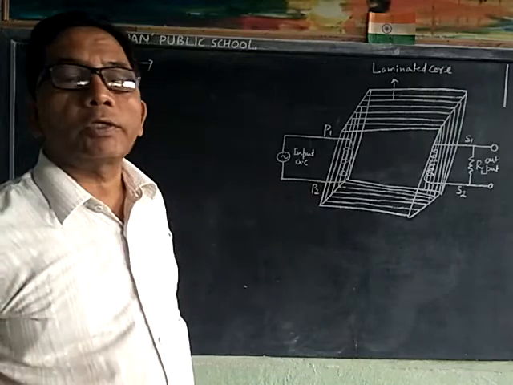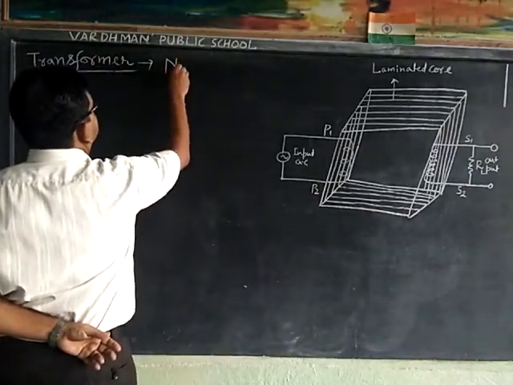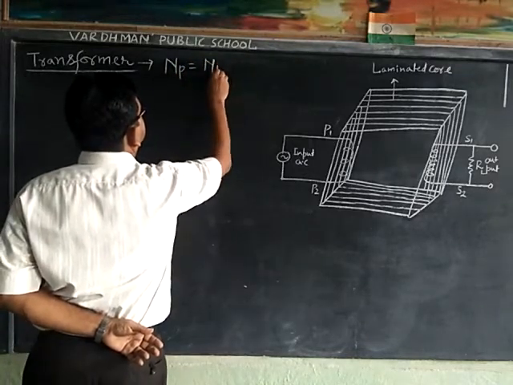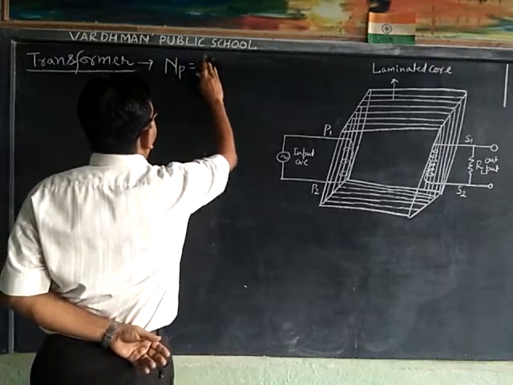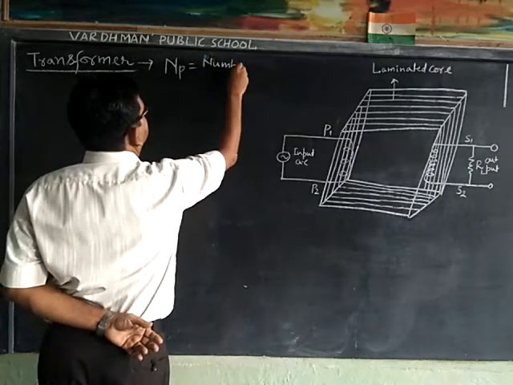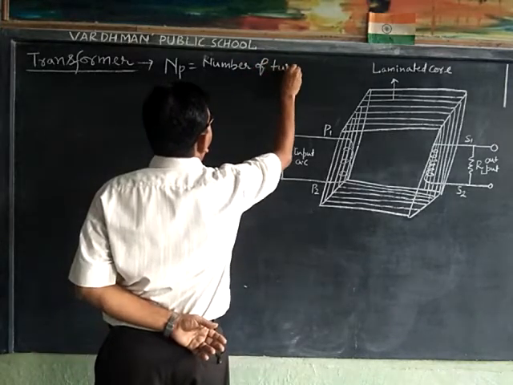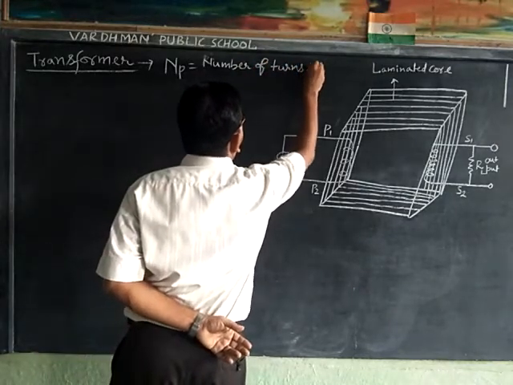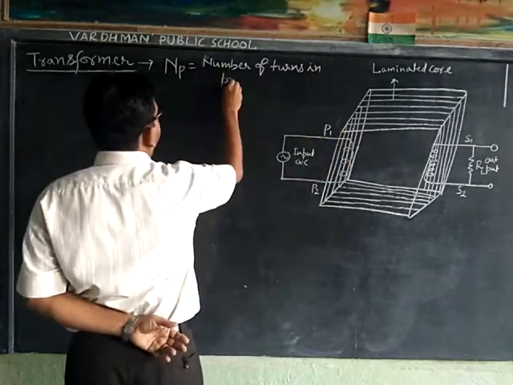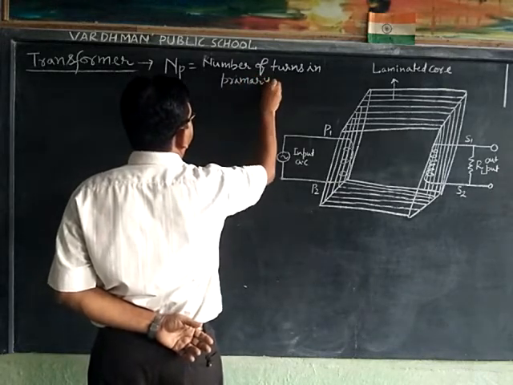Now suppose NP. What is NP? NP is the number of turns in the primary coil.